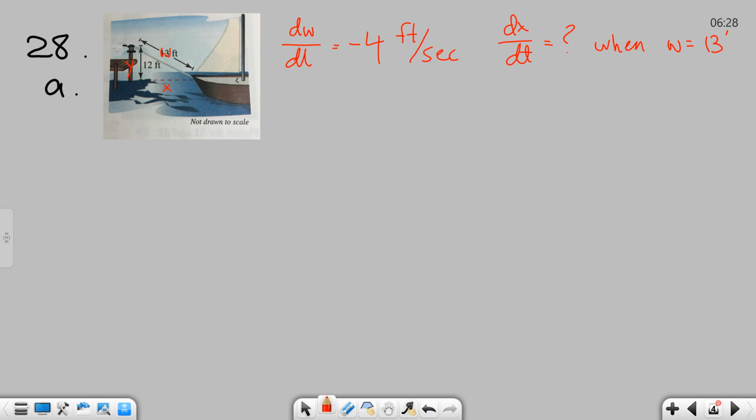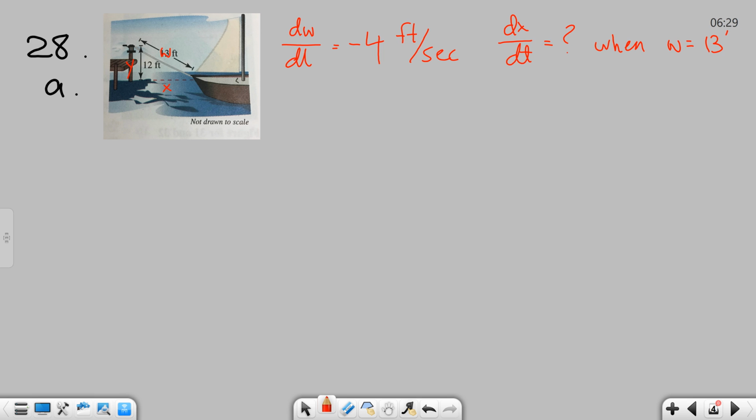Here we have a boat tied to a pier. On that pier is a winch that's pulling the boat in. So I define the horizontal distance as x, the vertical distance as y, and the length of the rope from the boat to the winch as w. In other words, the hypotenuse of that right triangle.